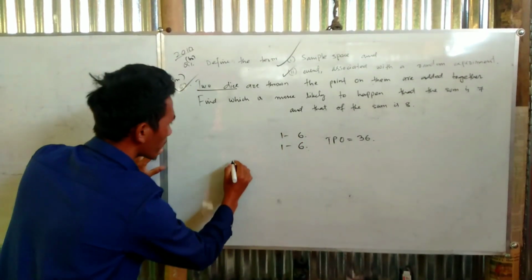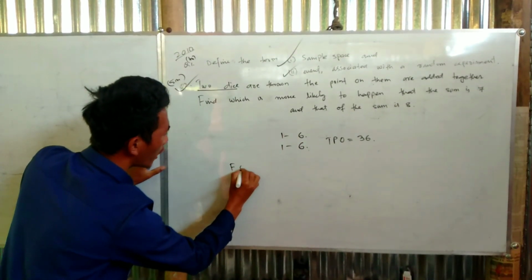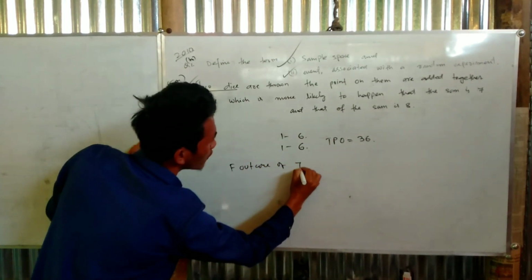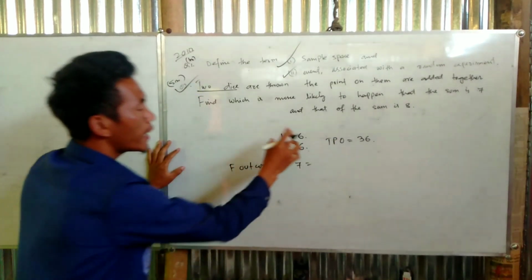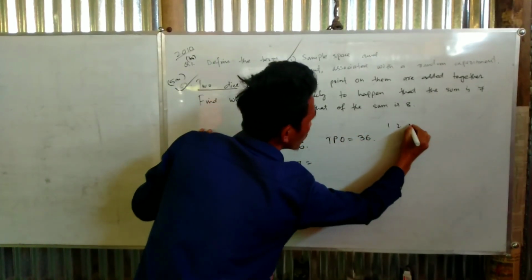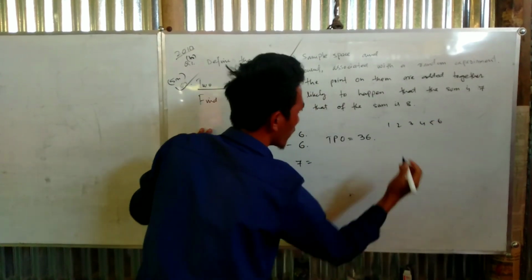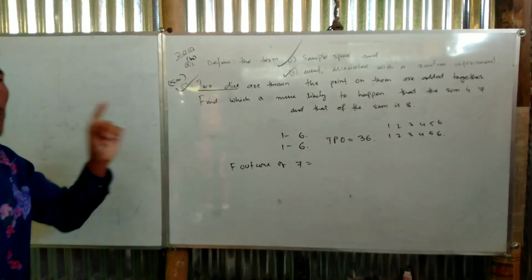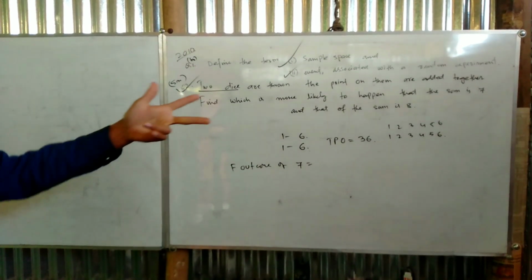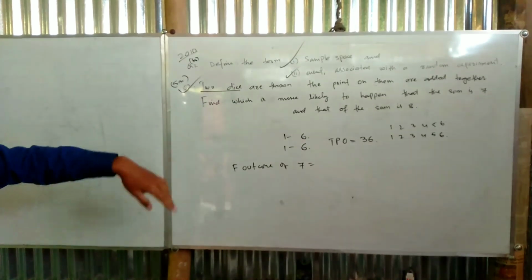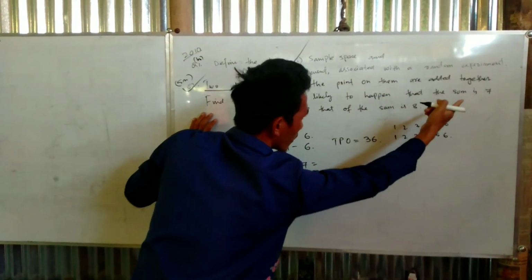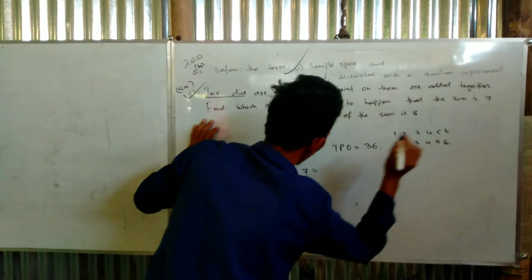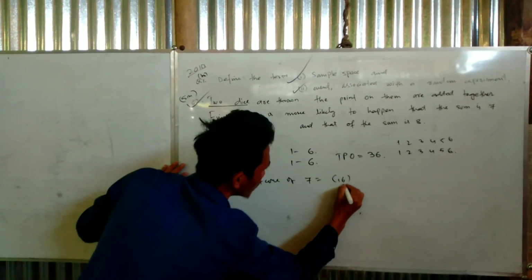Now, total favorable outcomes of sum 7. Sum means plus. The sum is 7. How many possible outcomes are there? Let us see 1 and 6.